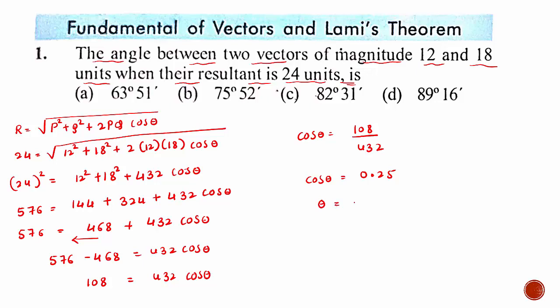Or we can write theta equals cos inverse of 0.25. Here we have to use the log table to find its value. So this is cos inverse of 0.25. You can refer to the log table. Now I am going to write the final answer. Using the log table, cos inverse of 0.25 is equal to 75 degrees 52 minutes. This is the angle between the two vectors.